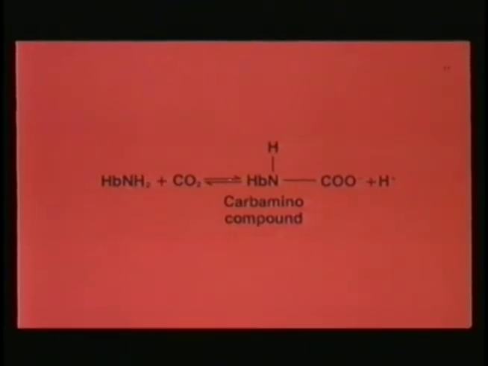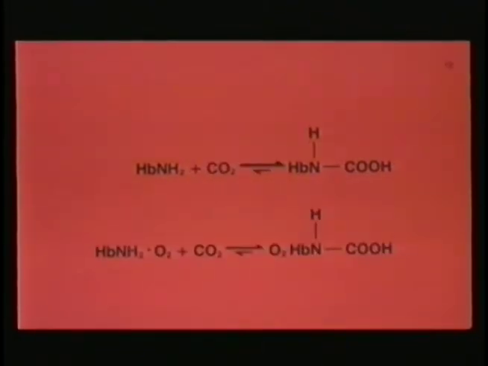Slide 11. Hemoglobin can also combine reversibly with carbon dioxide. This property is a function of certain amino groups in the protein moiety, which combine with the CO2 to form carbamino compound and hydrogen ions. Slide 12. More carbamino compound can be formed by unoxygenated hemoglobin than by oxyhemoglobin.